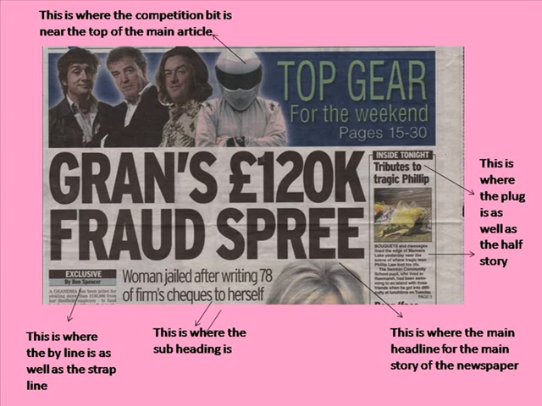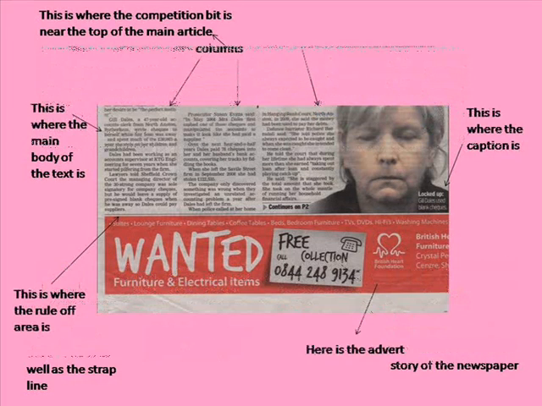The main headline for this newspaper is very big, bold, and all the text is in capital letters, so that it creates more of an impact. This is where the subheading is. It doesn't make a big impact as a headline, but it does explain a little bit more. This is where the strapline is, and it tells the reader what the article is going to be about in the form of a short summary.